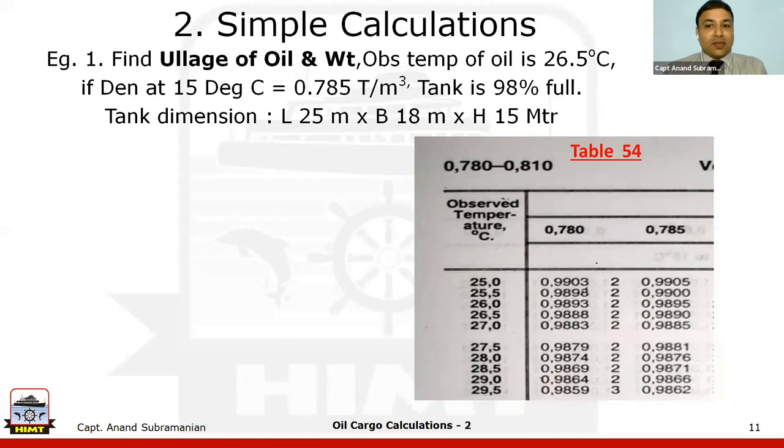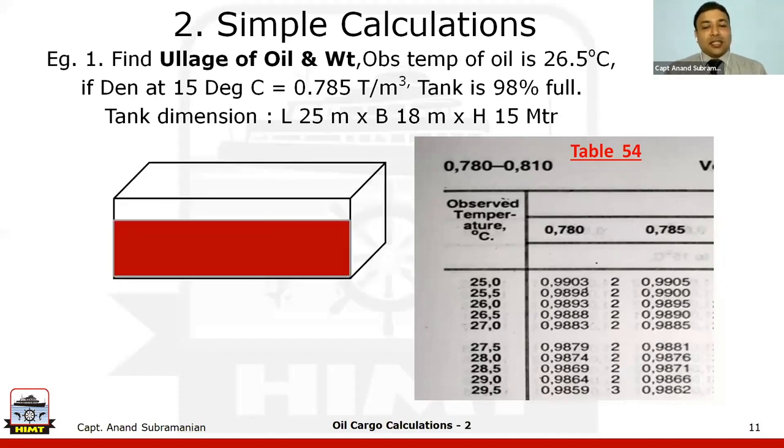So first we take 98%, 0.98 of the total height of the tank. Yeah. So the first thing we want to find out is the ullage of the oil. Please always start with a small diagram which represents all the details given in the question. So we have 18 as the breadth, 25 as the length, and this 30 centimeter, that's 0.3 meter. The tank is 98% full. That means 0.98 into the height of the tank will give us the oil level, which is 14.7 meters.